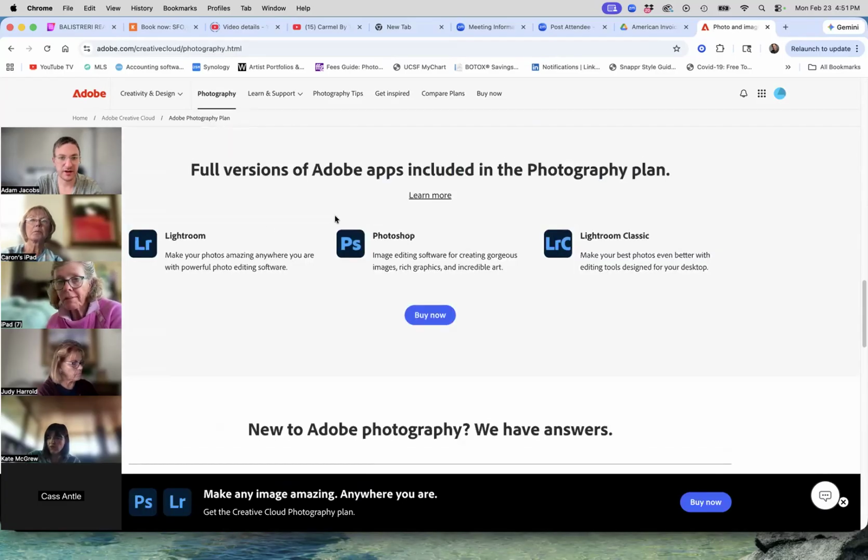And then interestingly, look, here's your difference. There's Lightroom. That's the mobile one. Make your photos amazing anywhere you are. And here is the mothership. This is like the behemoth. This is what 99.9% of people who come to me and ask how to use Lightroom, they want to know how to use Lightroom Classic.